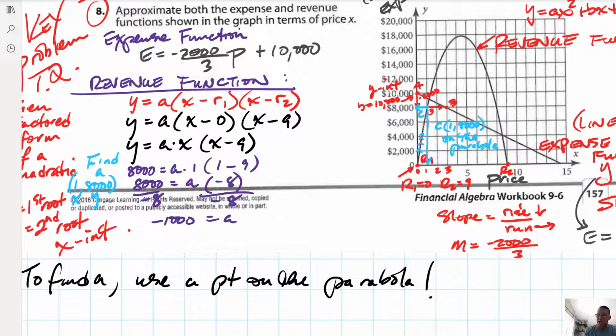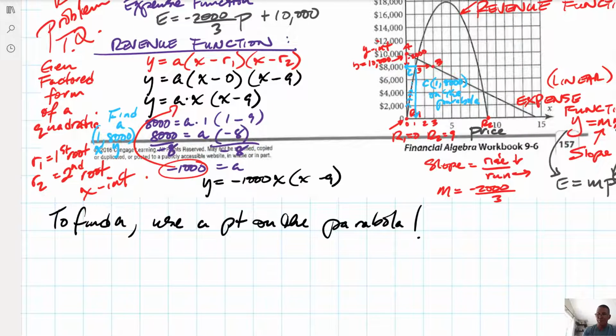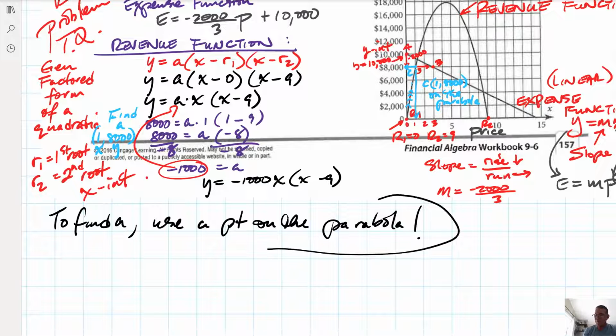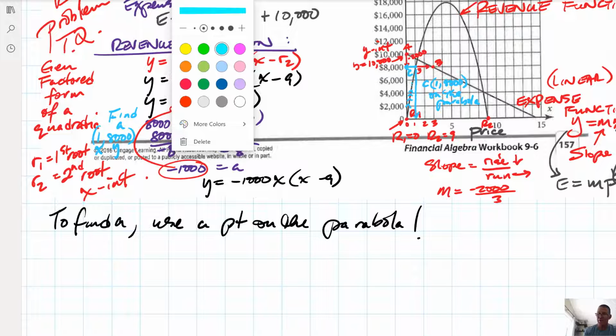So now what I want to do is take this. Okay, I know what a is, and I substitute it in. So now my function looks like y equals negative 1,000 times x times (x minus 9). And then if you distribute through, we have the function. We're all done.